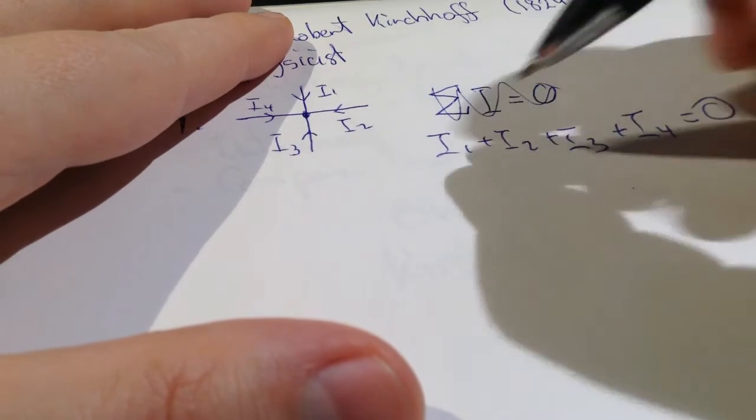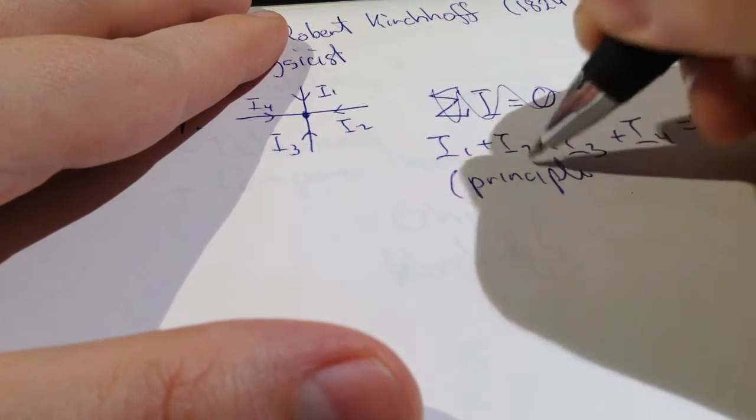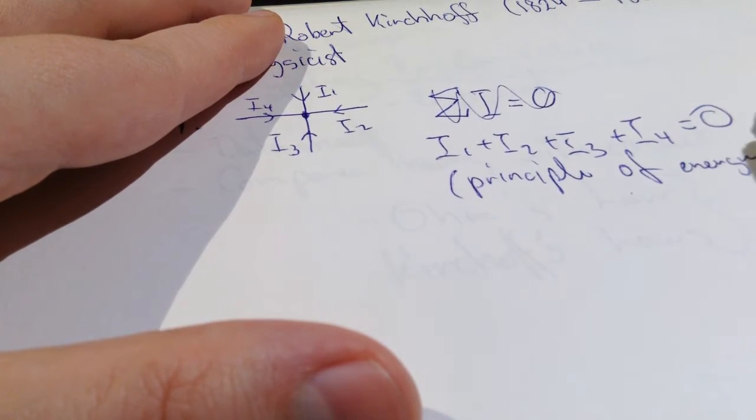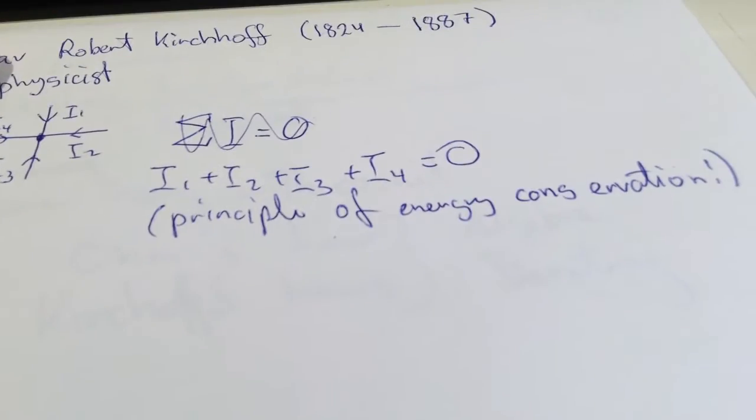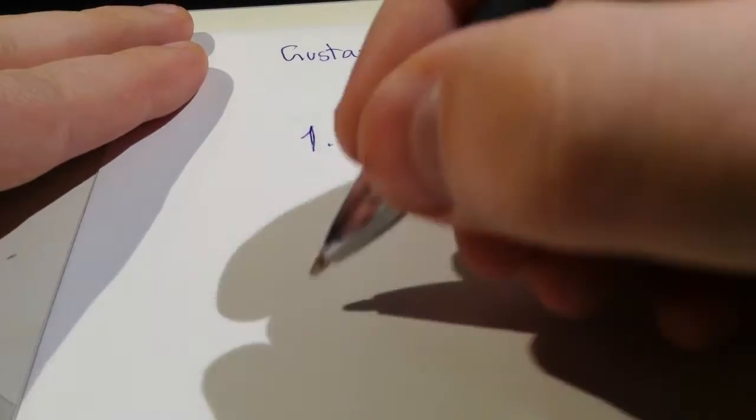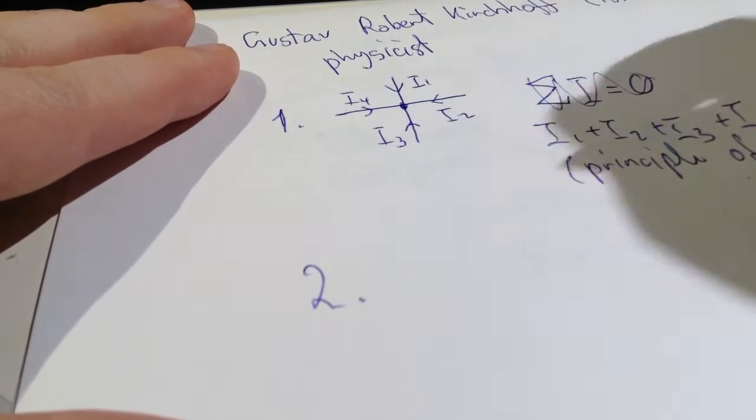So if current goes into a node, then if you sum them up, you will get 0. So nothing is lost. So if you have a current through a node, then you will be certain that it will pass through it.